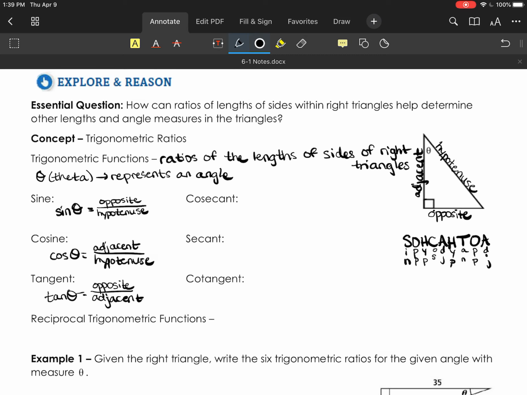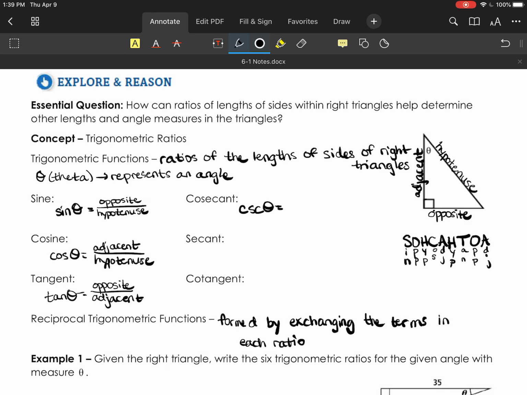Then you have something called reciprocal trig functions. These are formed by exchanging the terms in each ratio. By exchanging the terms, all I mean is you flip the fraction upside down. So sine and cosecant go together. This is something that's sometimes hard for people. Cosecant and cosine do not go together, so get that out of your head.